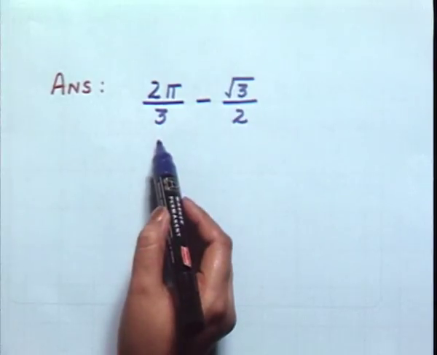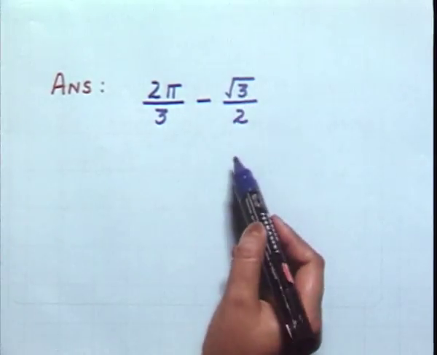And this is how you will get your total area required. I will leave the integration for you. You must be an expert in that by now, and check whether you get your answer as 2 pi by 3 minus root 3 by 2.